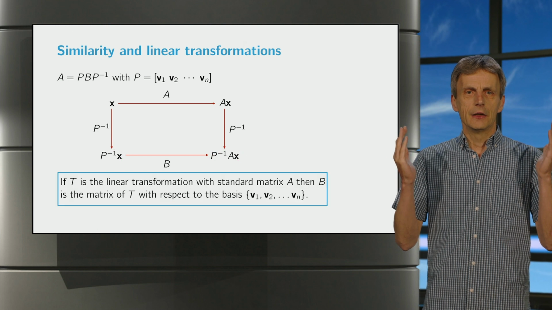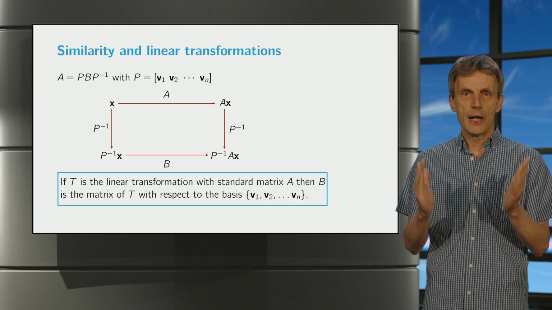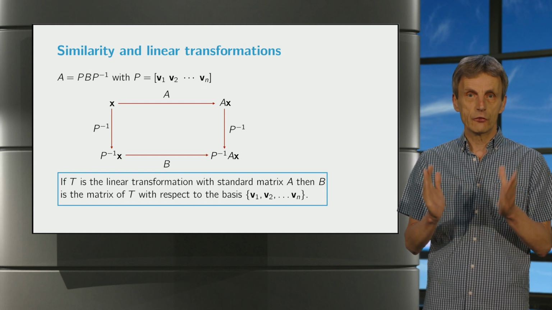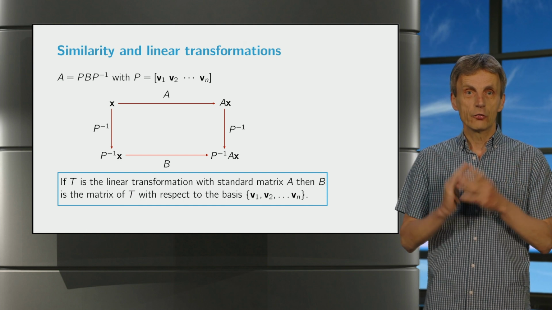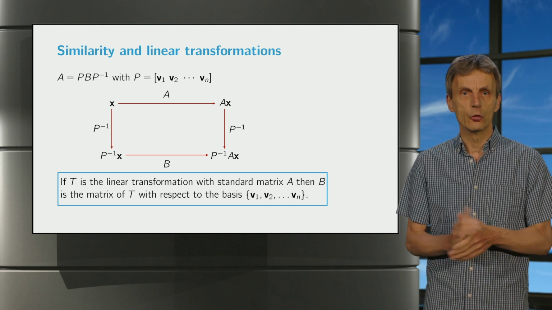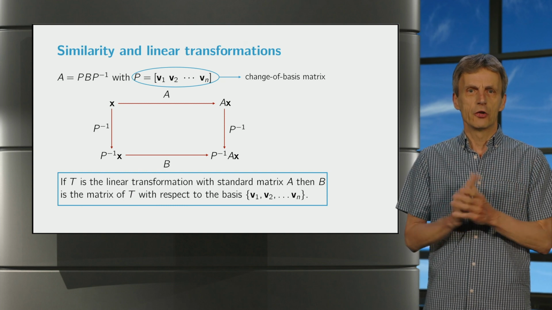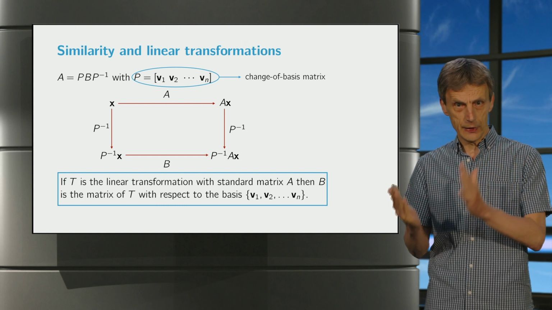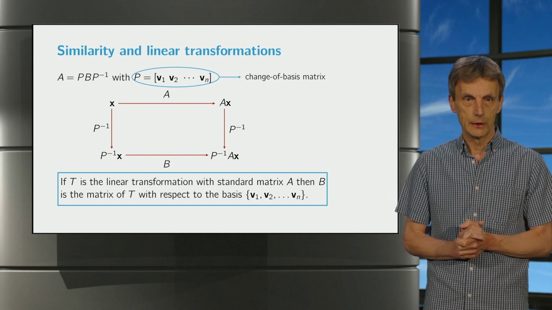Hence, if T is the linear transformation with standard matrix A, then B is the matrix of T with respect to the basis v1 up till vn. This is why the matrix P is often referred to as the change of basis matrix. With this schematic representation of the relation between A and B, it is very easy to prove the following theorem.